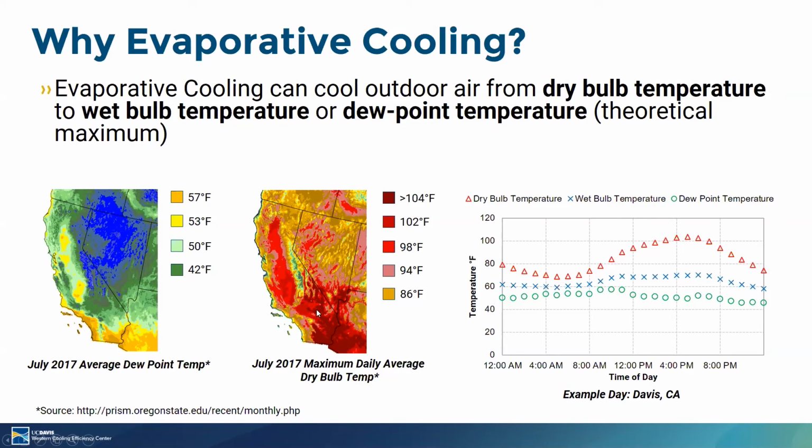And so you can see here in the Western United States, there's just a lot of potential here to save energy, right? And use evaporative cooling because we have days where dry bulb temperatures are easily over 100, but the dew point is closer to 50. Here's an example day in Davis. You can see that the dew point temperature is really stable throughout the day, in the realm of 50 degrees, and you can see the outdoor air dry bulb temperature increases to over 100.